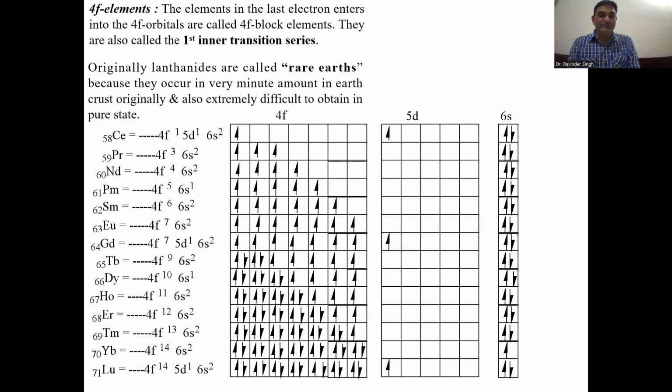You can see here there are many exceptions in the electronic configuration of the 4f elements. Similarly for the 5f elements, we will see later after the 4f block elements. So the configuration for neodymium is 4f4, you can see here 4f4.